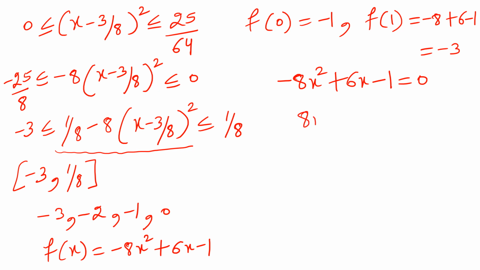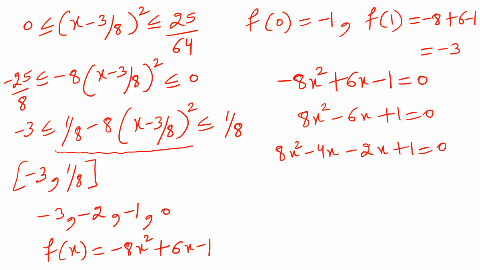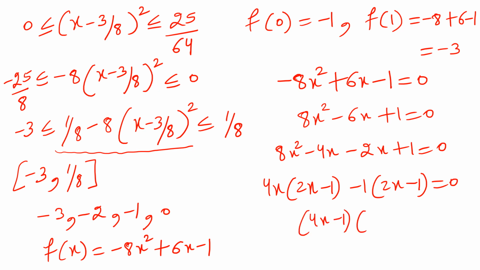Now let's solve this equation. Students, from here we get two values of x, and they are x equal to half and 1 upon 4. Now we will plot the rough sketch or rough graph of this function.